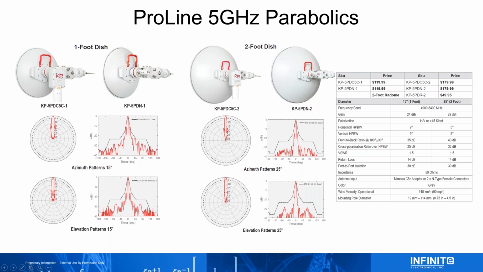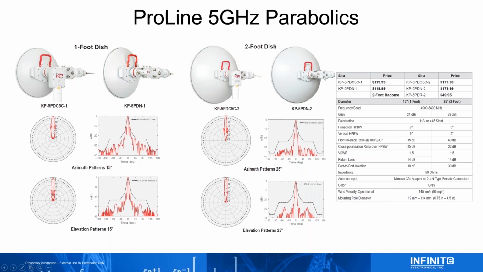The other benefit here is the side lobes on the KP dish. We worked really hard to suppress the side lobes and get a very good front to back ratio. The front to back on the 2 foot is 40, and on the 1 foot it's 35. The side lobes are meeting at a minimum ETSI class 1, and very close to ETSI class 2 for the 2 foot. So vastly reduced side lobes will help you reduce the amount of interference you see, and give you a very, very good link.